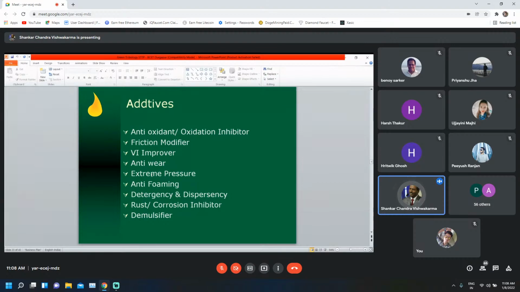So under the high pressure and temperature, this makes a sacrificial film on the surface of the asperities, and it is sheared off during the extreme condition. So it takes care of interaction of the asperities during the boundary condition. So anti-wear additives are very important. Extreme pressure additives are equally important.